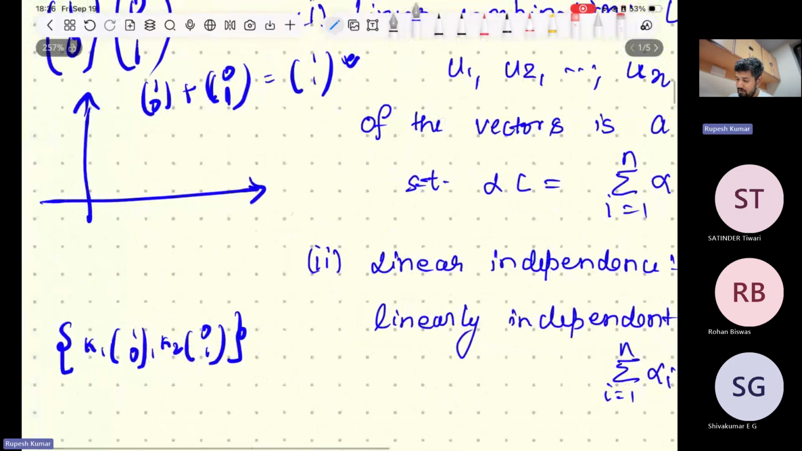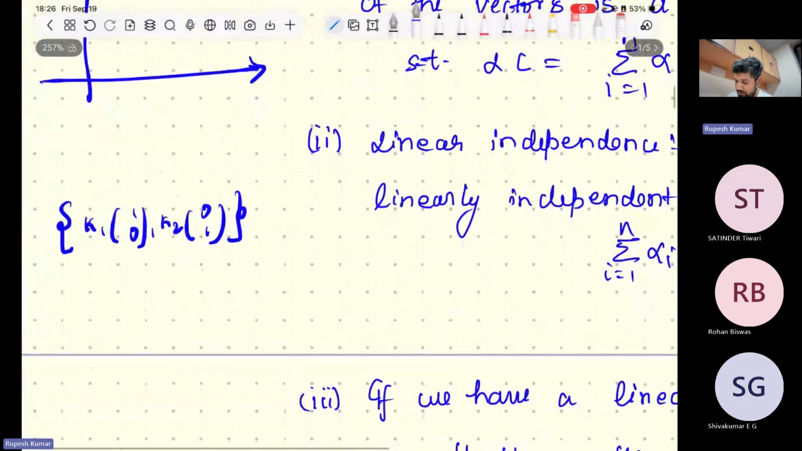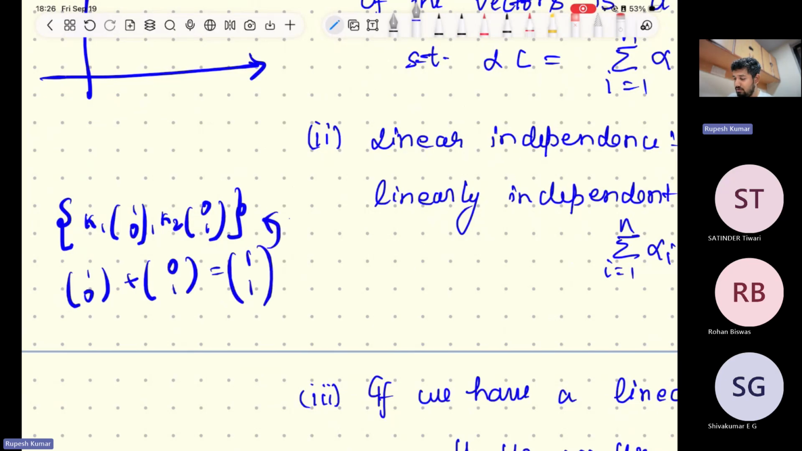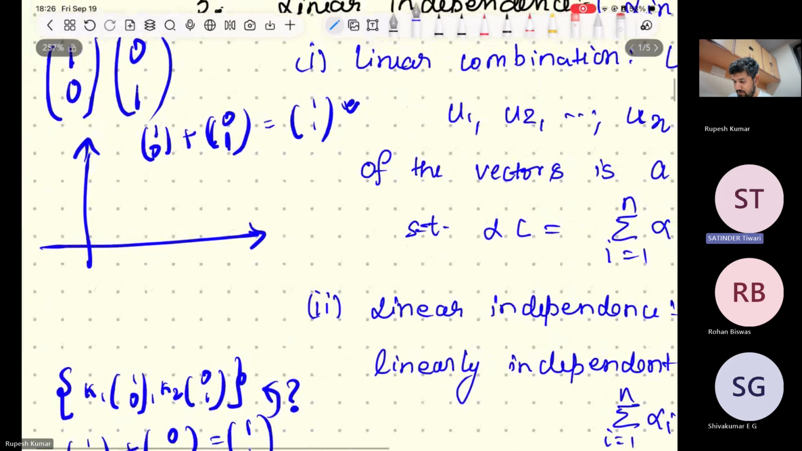Now let's see. I choose the first vector from this set, (1, 0). I choose the second vector from this set, (0, 1), right? You get the sum as (1, 1), right? Now is (1, 1) in this set? Anyone? No.